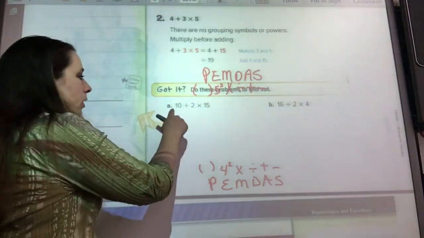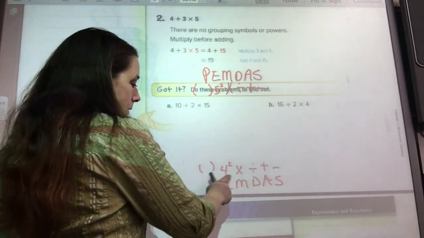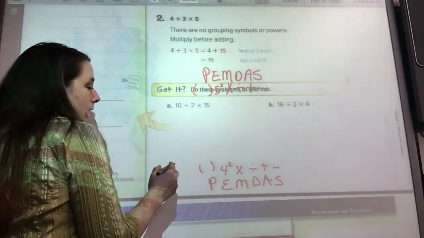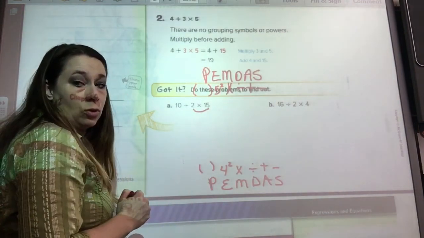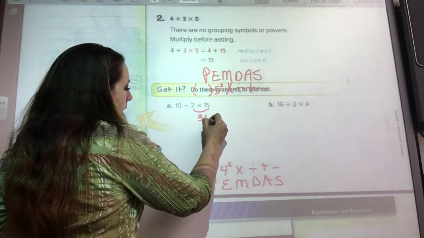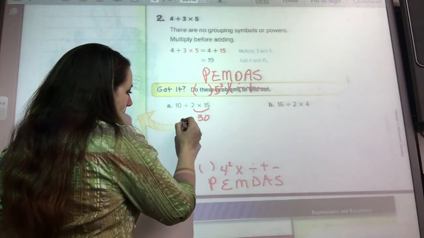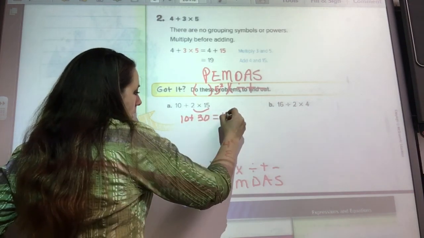Okay? So this one we have 10 plus 2 times 15. And what comes first in this order? Multiplying. So we have to multiply first. Multiply these two, 15 times 2, or 2 times 15. You get 30. Next, all we have left is add, so 10 plus 30, 40.